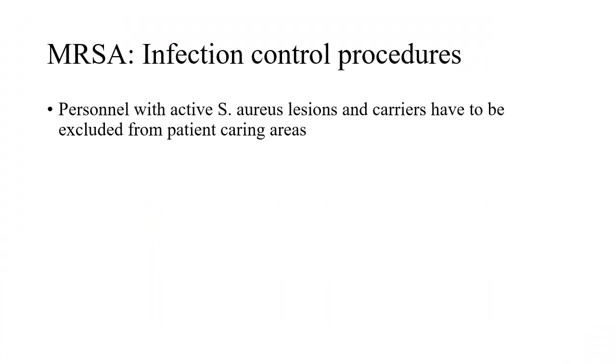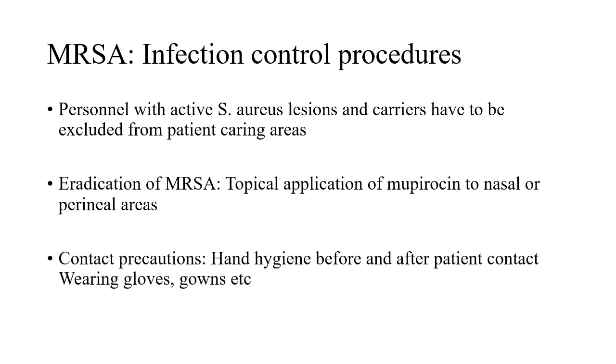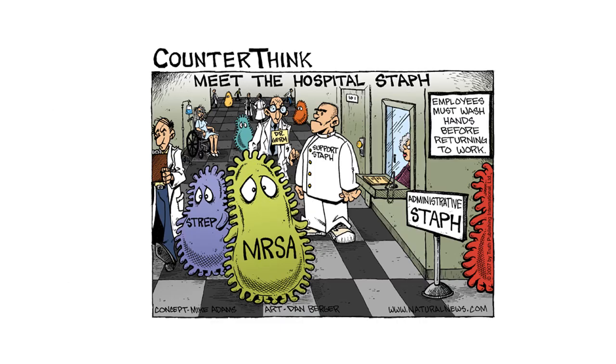So with MRSA, one needs to take effective infection control procedures. All right. So healthcare personnel with active Staph aureus lesions and carriers have to be excluded from patient caring areas. How do we eradicate MRSA? By topical application of mupirocin to nasal and perineal areas. We need to use contact precautions, hand hygiene before and after patient contact, and wearing gloves and gowns, etc.